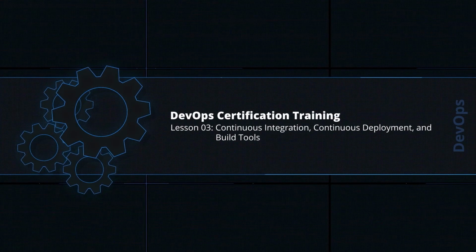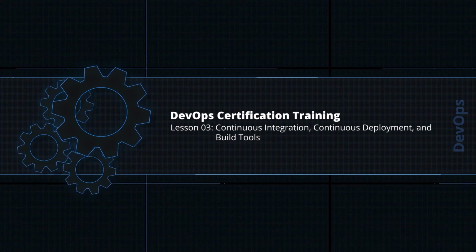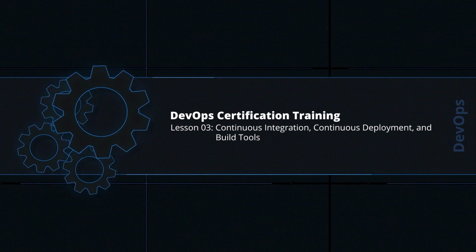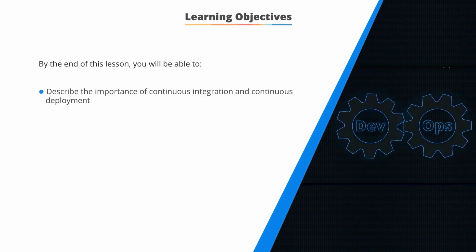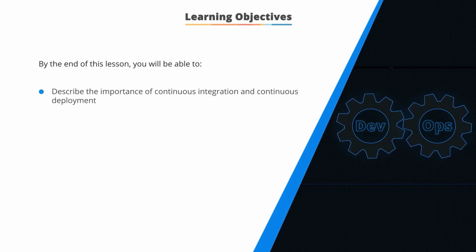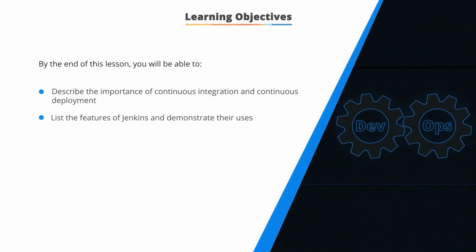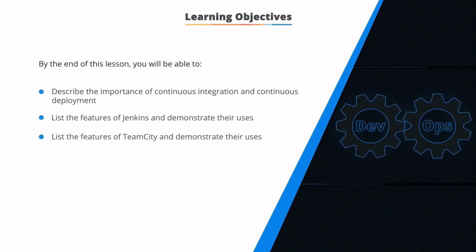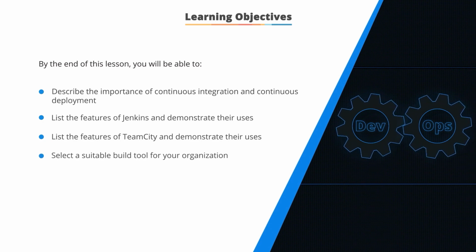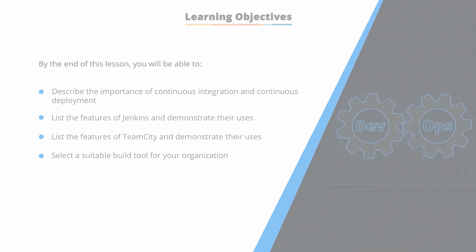Continuous integration, continuous deployment, and build tools. Learning objectives. By the end of this lesson, you will be able to describe the importance of continuous integration and continuous deployment, list the features of Jenkins and demonstrate their uses, list the features of Team City and demonstrate their uses, and select a suitable tool for your organization.